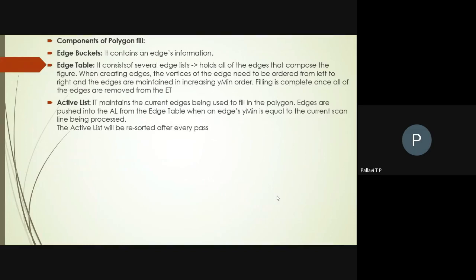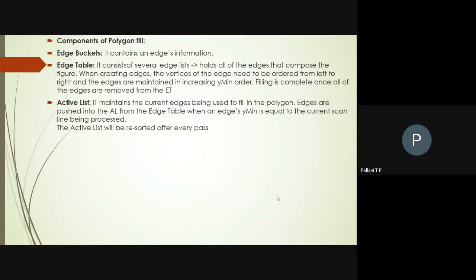The edge table consists of several edges, and holds all the edges that compose the figure. Here it is not about information, it just contains the edges, like how many edges are present to form a polygon. All the edges are listed and put in an edge table. On creating the edges, the vertices of the edge, which means the coordinate points, need to be ordered from left to right, and the edges are maintained in increasing y-min order. So it should be ordered from left to right, and go from y minimum to y maximum.